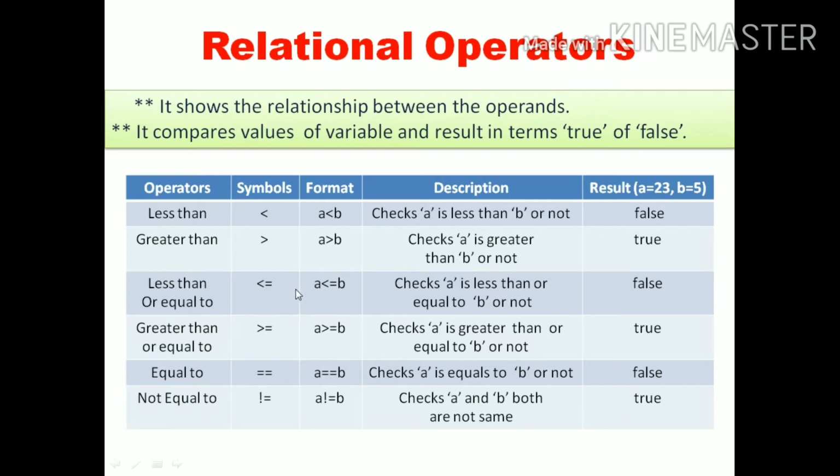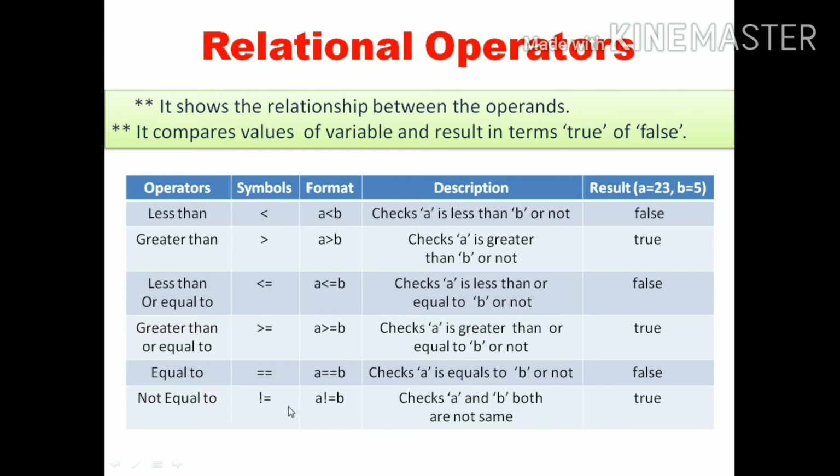Less than or equal to: 24 less than equals 5 checks whether A is less than or equal to 5. It is false because A is not less than or equal to 5. Greater than or equal to: 24 greater than equals 5. Yeah, it is true. Checks whether A is greater than or equal to B or not. It is true. Double equals, or equal to sign. A double equals B checks whether A is equal to B or not. It will return false in that code.